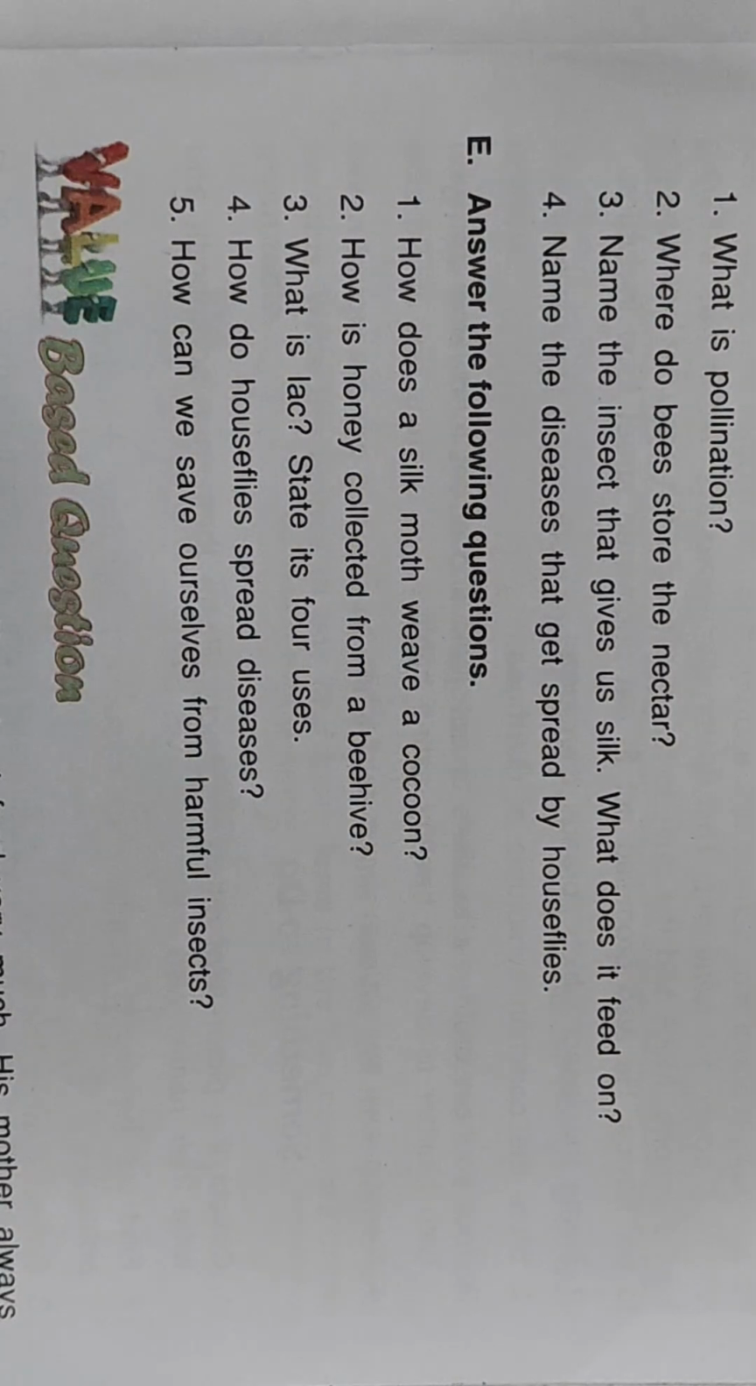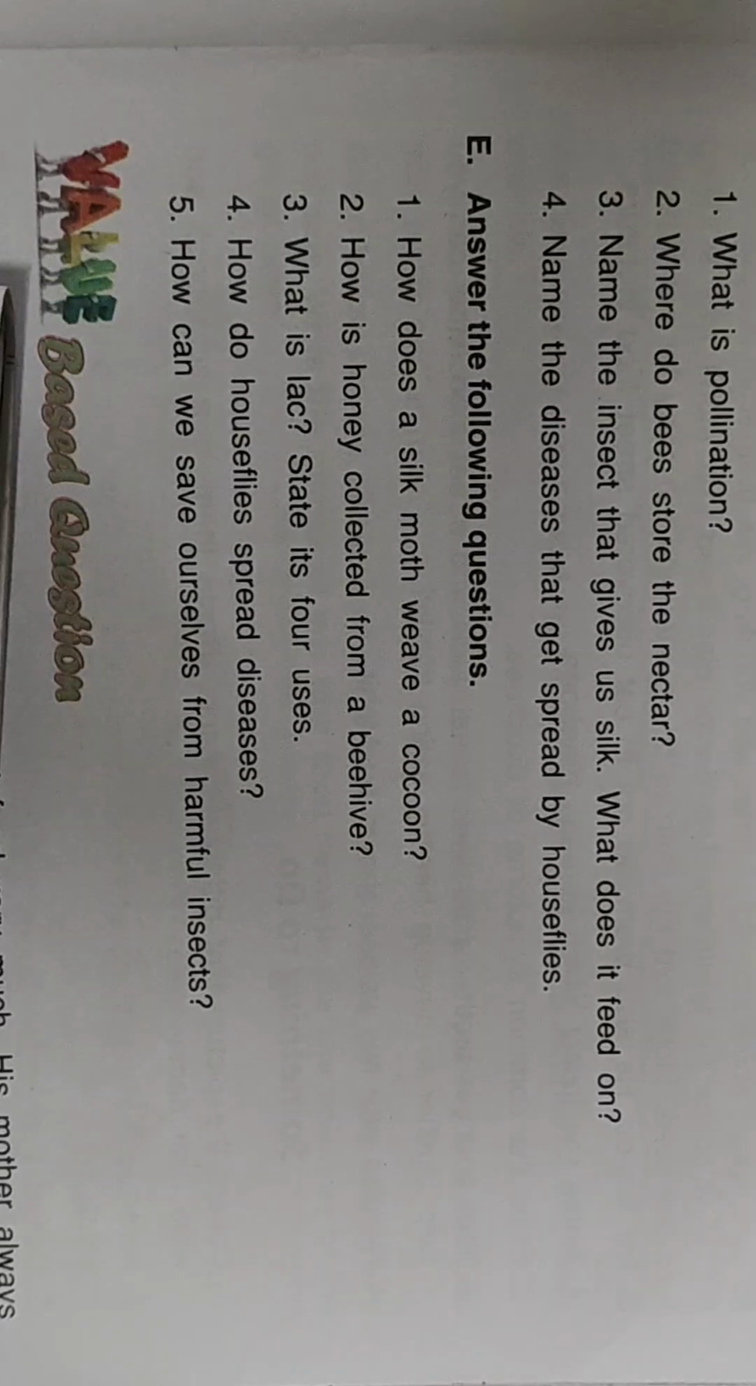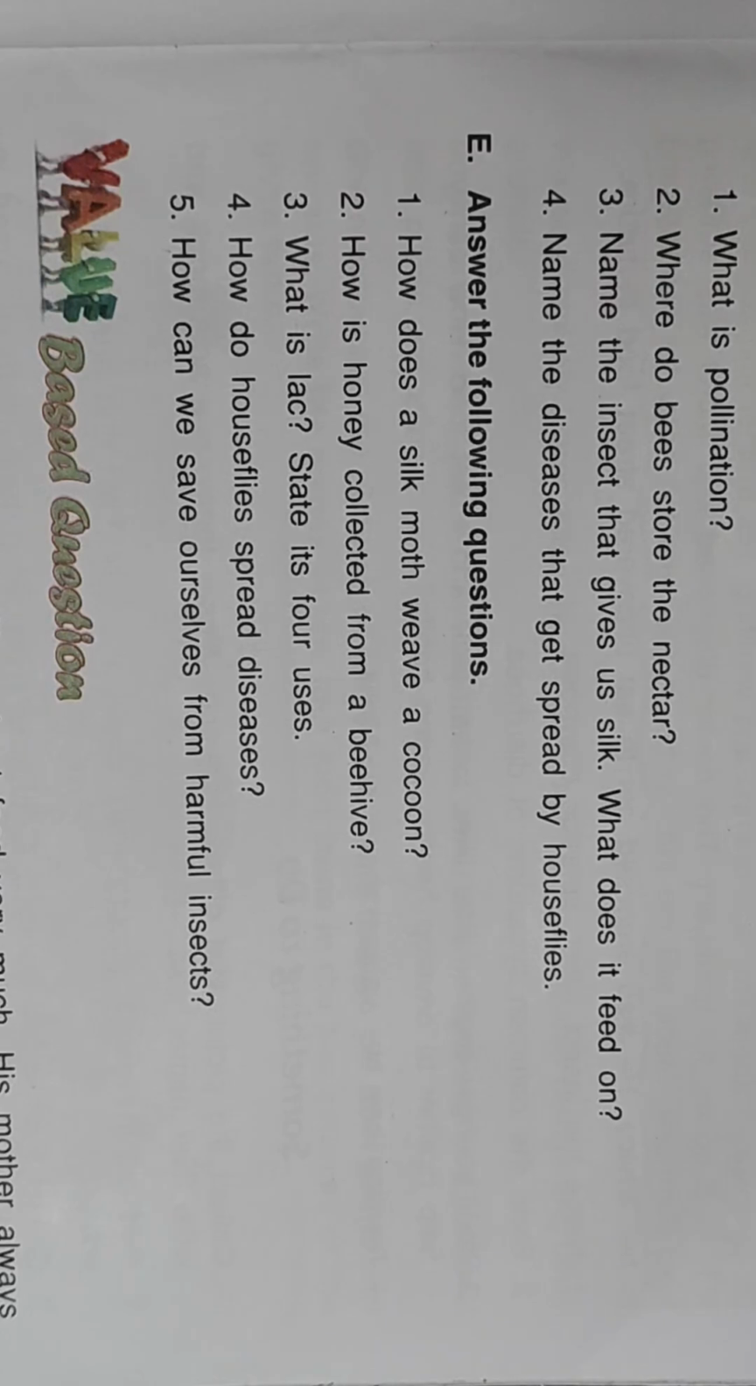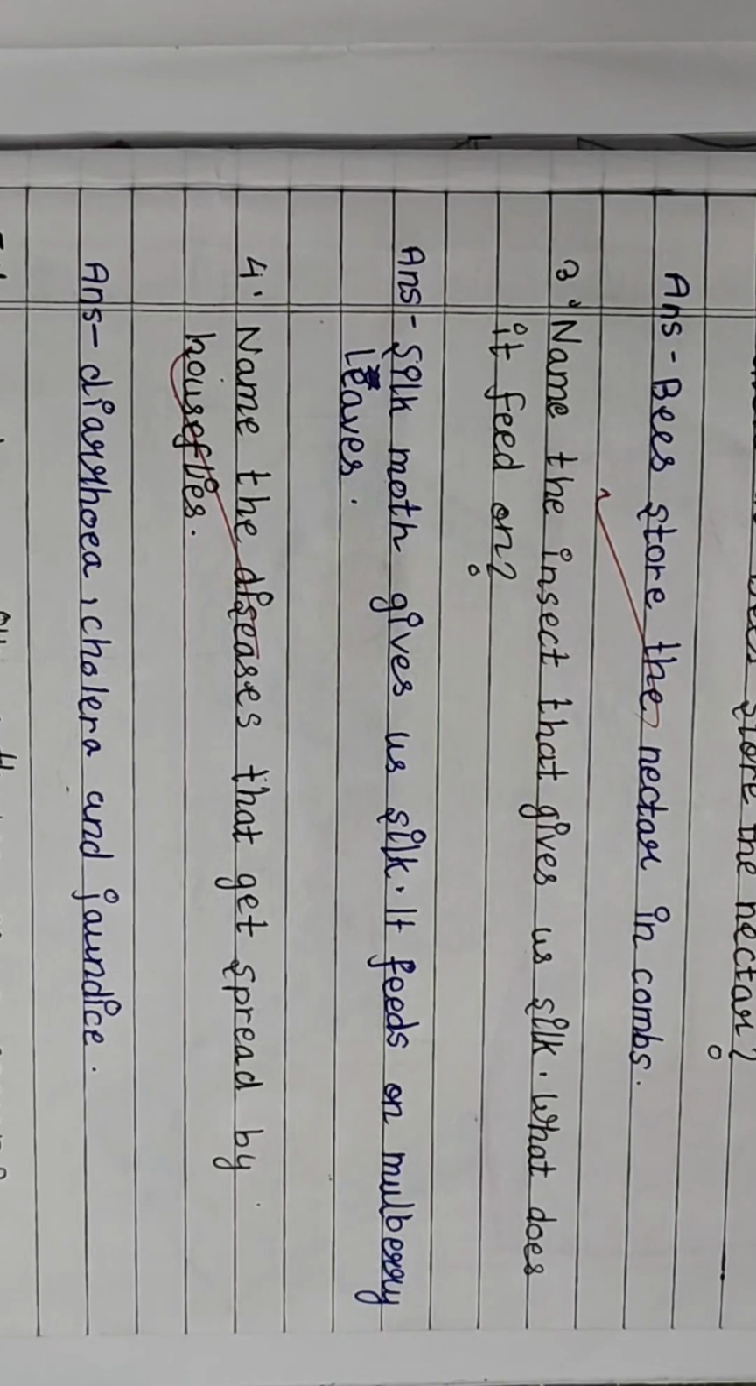Name the insect that gave us silk. Silk moth gave us silk. It feeds on mulberry leaves. Name the disease that gets spread by houseflies. The diseases that get spread by houseflies are diarrhea, cholera, and jaundice.